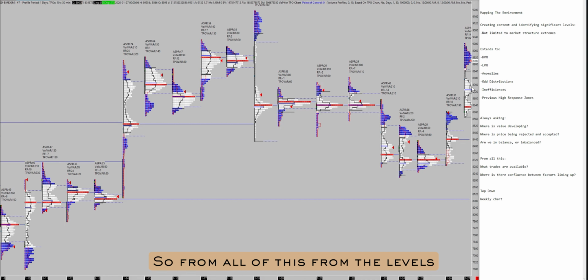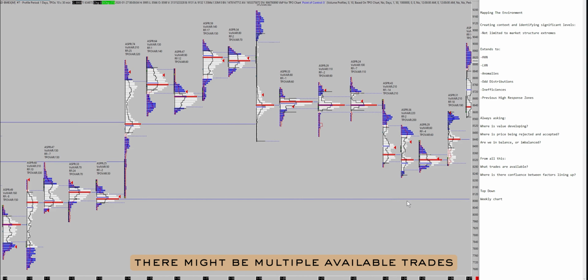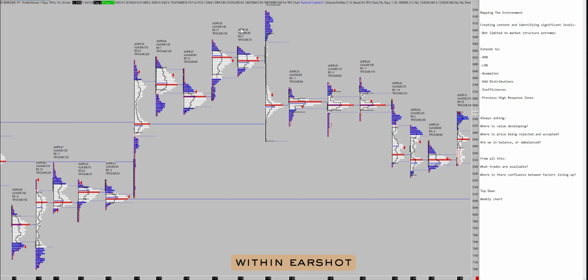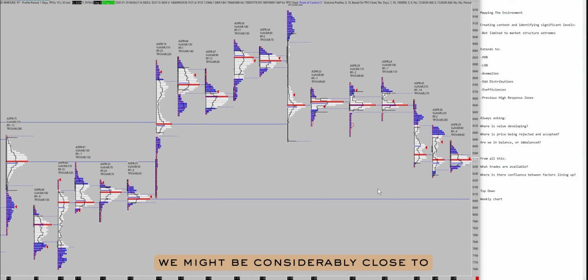So from all of this, from the levels that we're establishing, we are identifying where the available trades are. Okay. Most importantly, it's not just that we say, okay, here's a high volume node. This is an available trade. There is a structural inefficiency. That's an available trade. At any time, there might be multiple available trades within earshot, right? So at any time, we might be considerably close to multiple trades, right? But it doesn't mean that all of them are going to set up equally. It doesn't mean that all of them have the same probability of success.